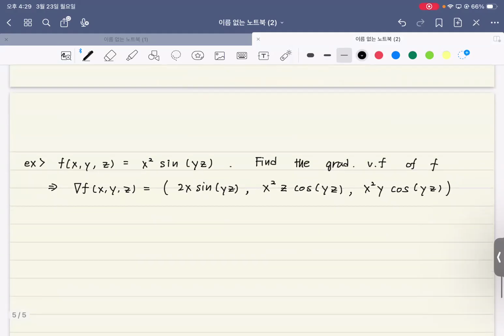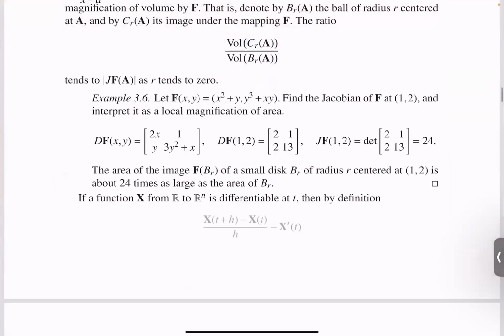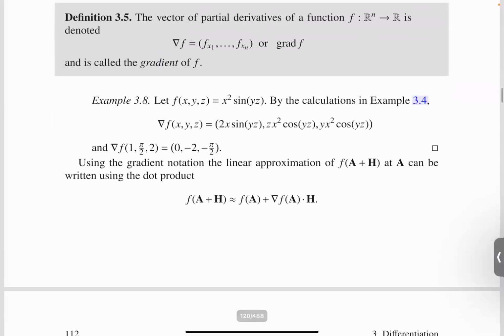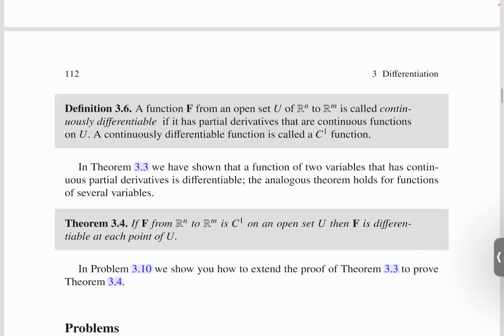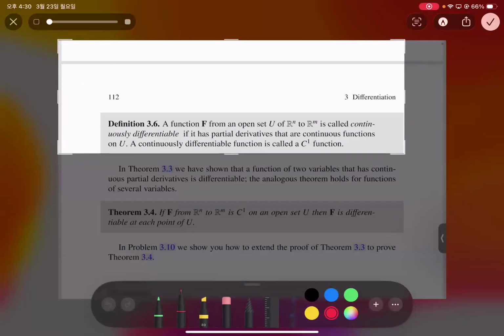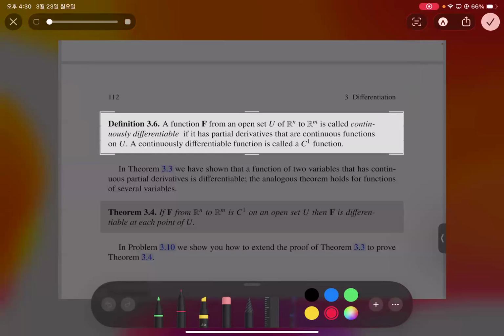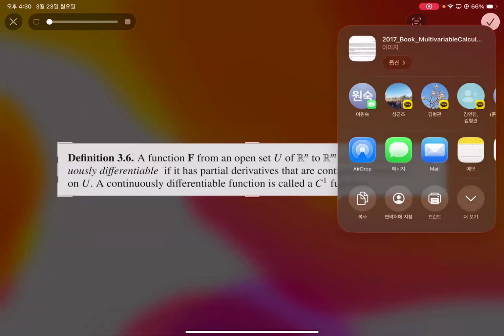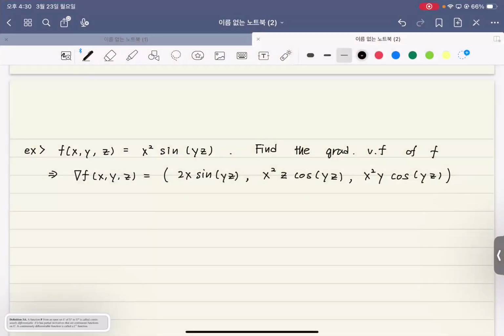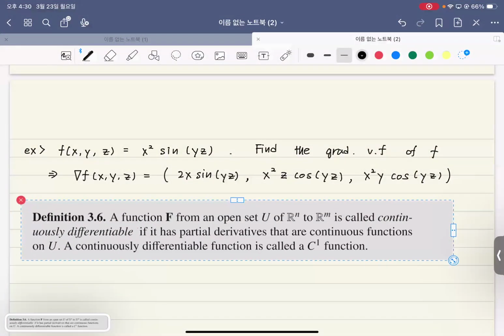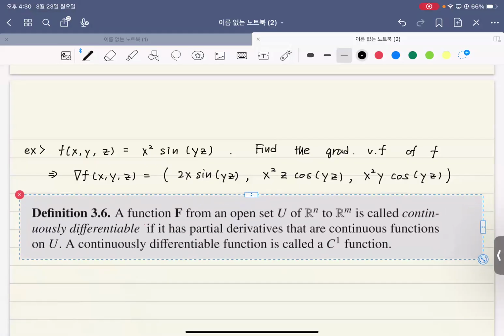Okay, so before I end this section, I would like to introduce one important result, not two. Let's go. Continuously differentiable.